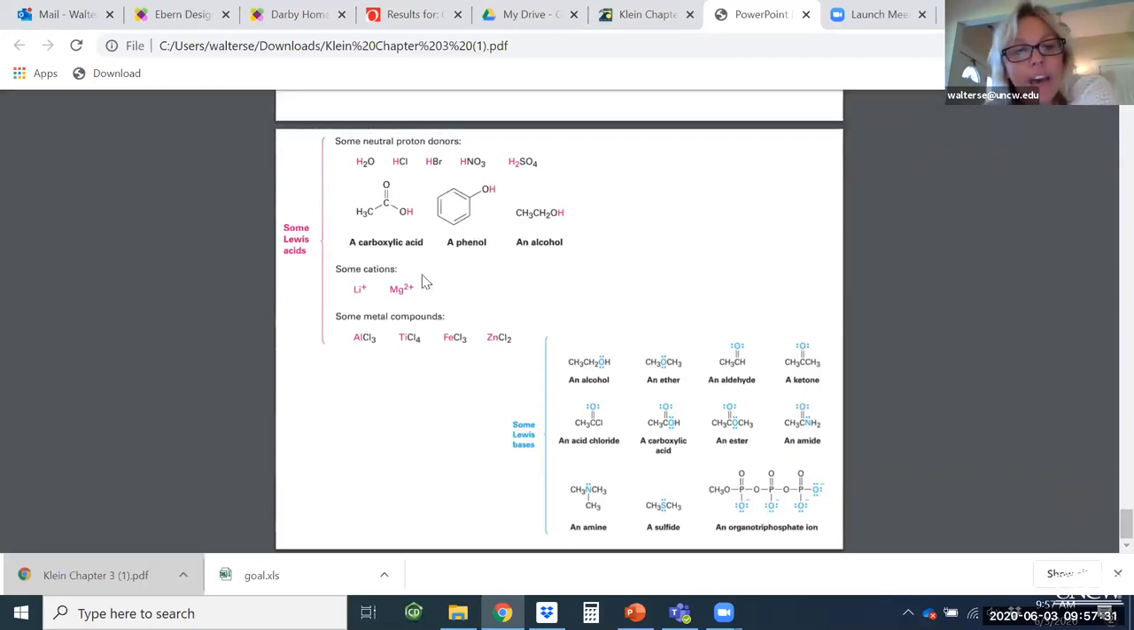But you can have Lewis acids that don't have anything to do with protons, they just have empty orbitals. So a lithium cation has an empty 2s orbital, magnesium has an empty 3s orbital, aluminum, and they're all these chloride compounds where you have these metals that have empty orbitals that'll accept electron density.